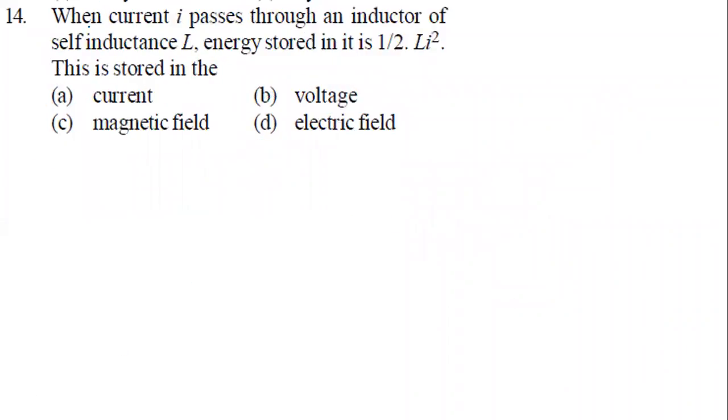Look at question number 14 now. When a current I passes through an inductor of self-inductance L, the energy in it will be half Li square. So this stored energy is what now? Energy stored in an inductor will be given by what formula? Half Li square. This will be magnetic potential energy. What type of energy? Magnetic potential energy, in the form of what now? Magnetic field.